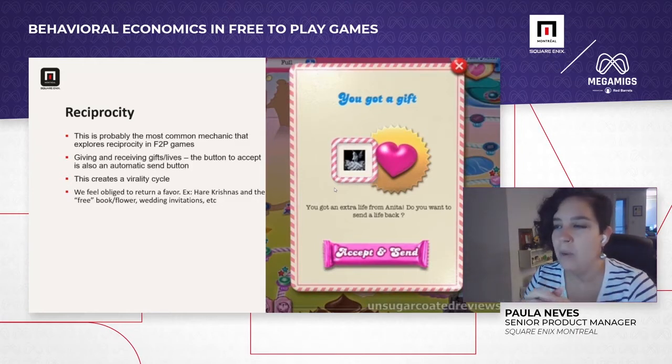But like I said, wedding invitation is in life, we have this situation coming over and over again, or Hare Krishnas that give you a free book or flower. You feel that you have to give them something, have to give them a donation for that, right?